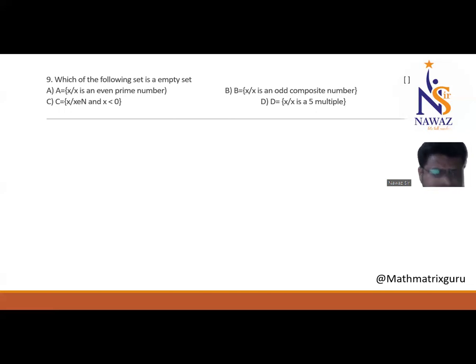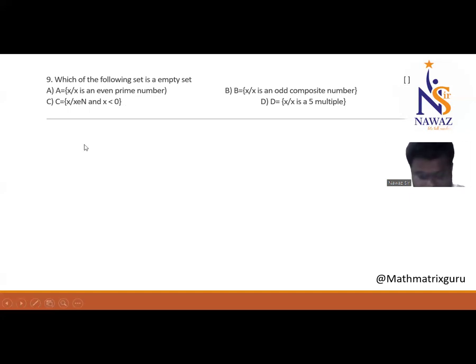The C bit says C is equal to x such that x belongs to natural numbers and x is lesser than 0. Natural numbers, we all know, start from 1, and there is no 0 in natural numbers, and he is saying x lesser than 0. So the correct option here is C: x such that x belongs to natural numbers and x is less than 0.